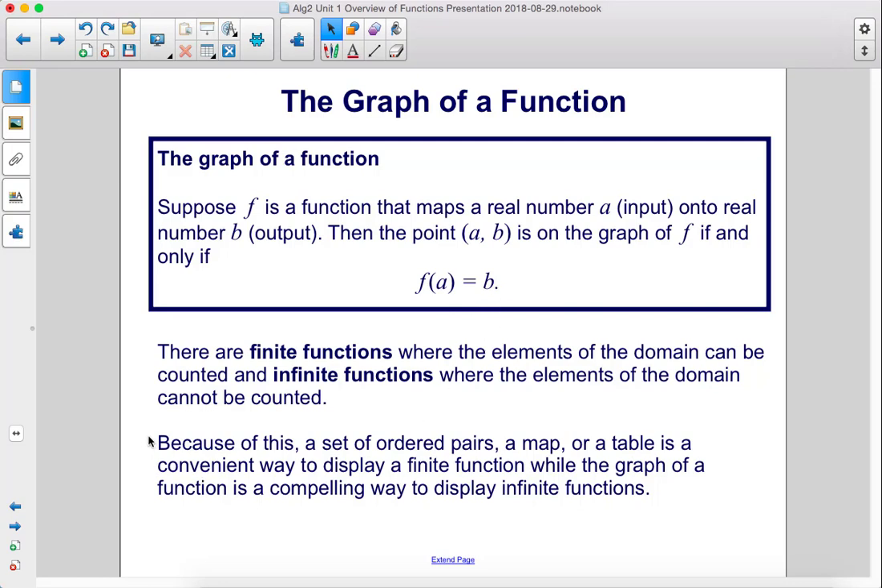There are finite functions where the elements of the domain can be counted, and infinite functions where the elements of the domain cannot be counted. Because of this, a set of ordered pairs, a map, or a table is a convenient way to display a finite function, while the graph of a function is a compelling way to display infinite functions.